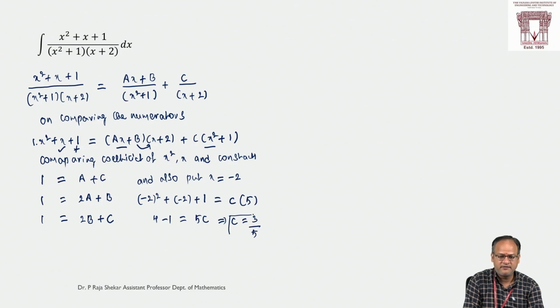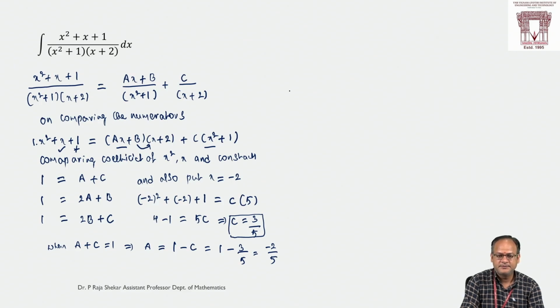So this can be substituted in order to find a and b. Since a plus c is equal to 1, a is equal to 1 minus c. What is c? c is equal to 3 by 5. So it is 1 minus 3 by 5, which becomes 2 by 5.